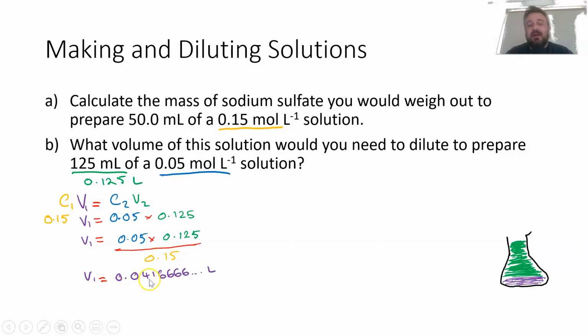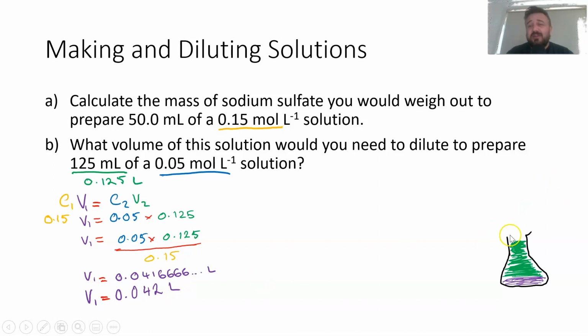So we want to put 0.0416666666, it's a bit satanic at the end there, liters. Now that's obviously more accurate than we have. So look at our significant figures, and we'll do this to 2 significant figures. And that gives us 0.042 liters.